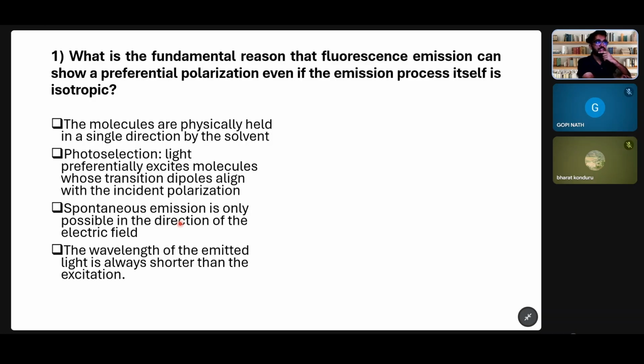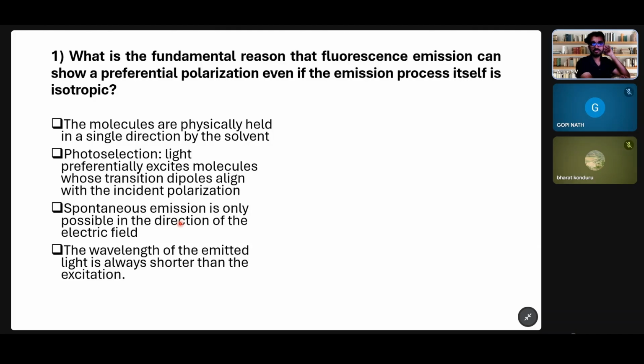So question number one is, what is the fundamental reason that fluorescence emission can show a preferential polarization even if the emission process itself is isotropic? So we saw about isotropic and anisotropic emission processes. What will be the fundamental reason that fluorescence emission can show a preferential polarization? So four options are given here.